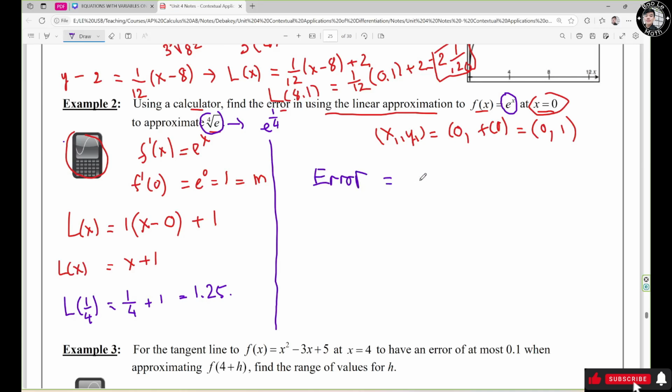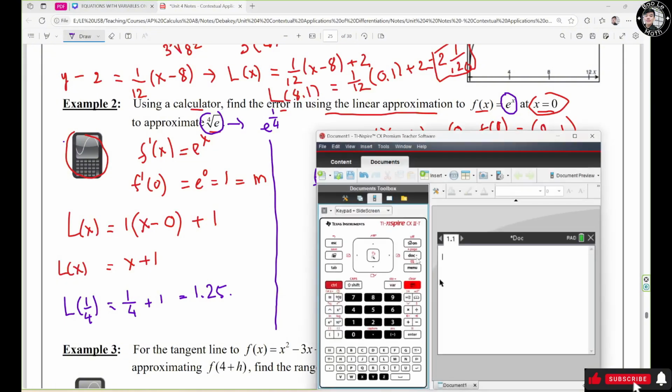Error equals actual value subtract the estimated value, right? Now the actual value is going to be right here. We're going to pull up the calculator. We need to hit control, this button right here, right? So we need to put 4 root, the 4th root of e. Hit enter. It's going to give you the exact value, right?